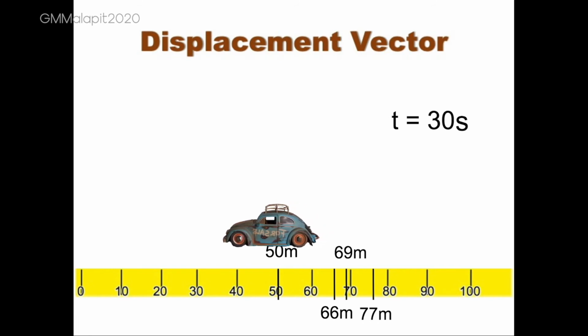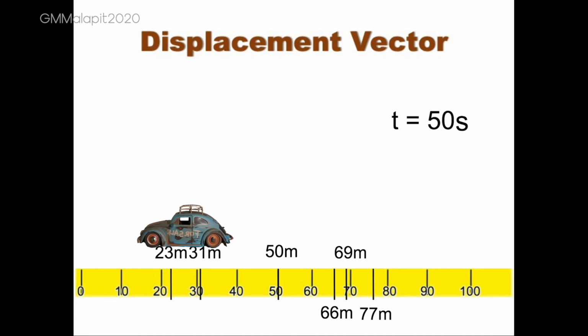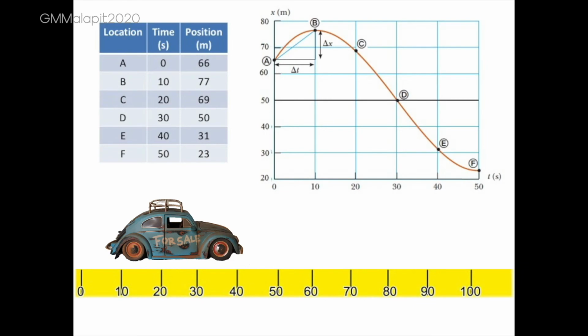It went further to the left at location E, where x is equal to 31 meters at time t equals 40 seconds. And finally, at location F, where x is equal to 23 meters after another 10 seconds. The summary of positions at various times is given in the table on the left, and the graphical representation of this information is presented on the right.